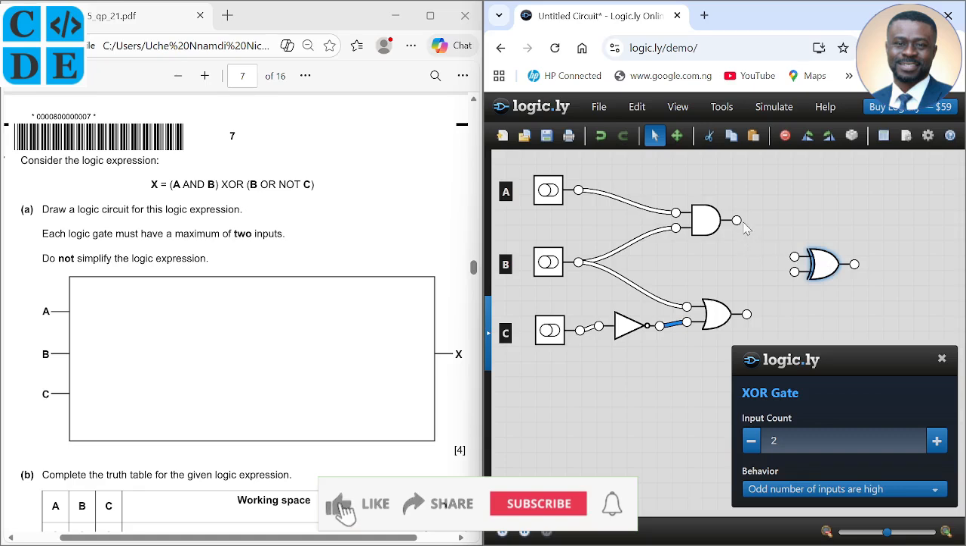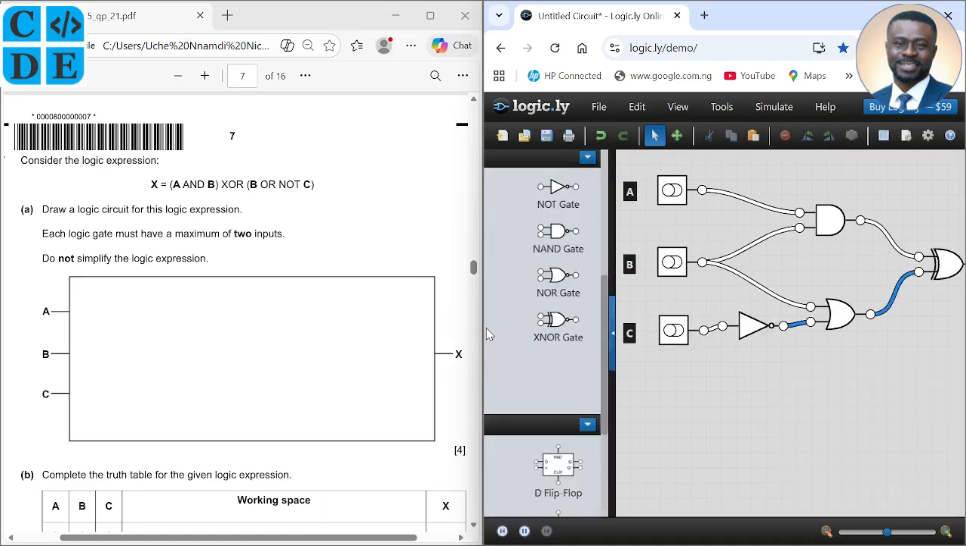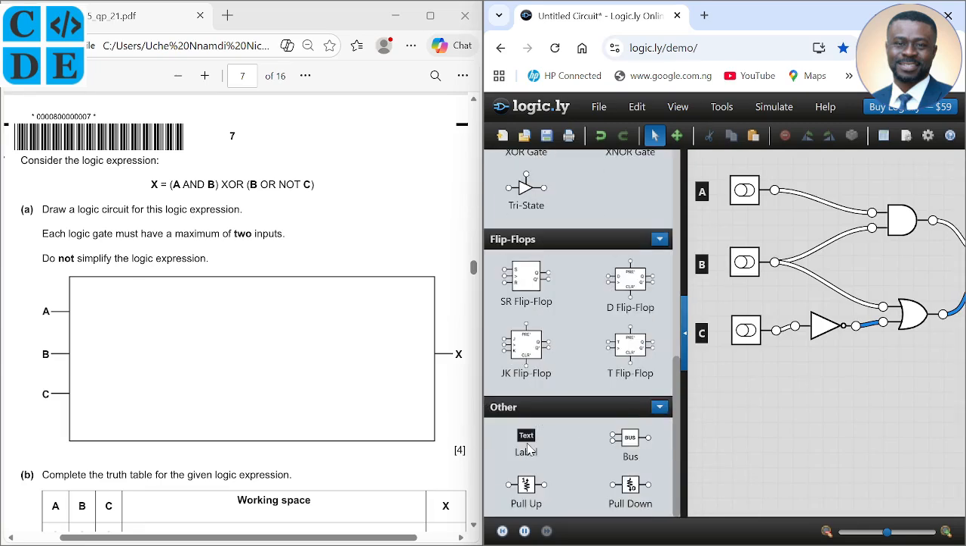So we can now join the two outputs. We join this and then we join that. So good. So here we are. So this is our X. Let me go back here and get the text.